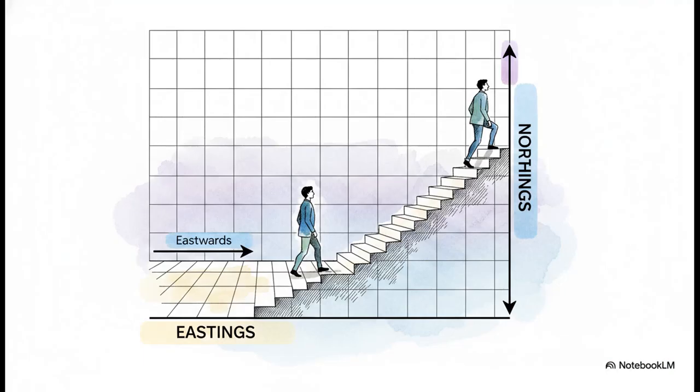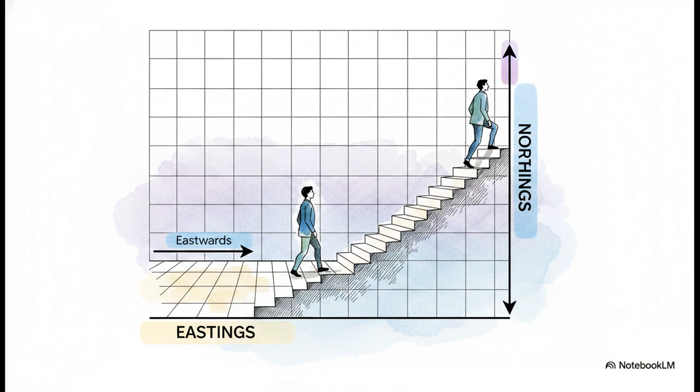To find an exact location, maps use a really rigid coordinate grid system made of intersecting lines. The vertical lines that run from north to south are called eastings. Why? Well, because their numerical values increase as you move eastward across the map. On the flip side, the horizontal lines that run east to west are called northings, because their numerical values increase as you move northward up the map.